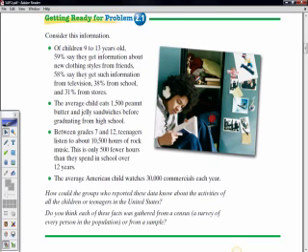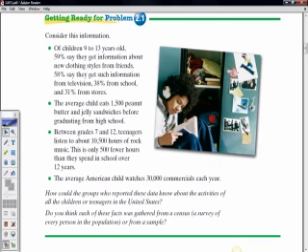Second bullet. The average child eats 1,500 peanut butter and jelly sandwiches before graduating from high school. Bullet 3. Between grades 7 and 12, teenagers listen to about 10,500 hours of rock music. This is only 500 fewer hours than they spend in school over 12 years. And finally, the average American child watches 30,000 commercials each year.